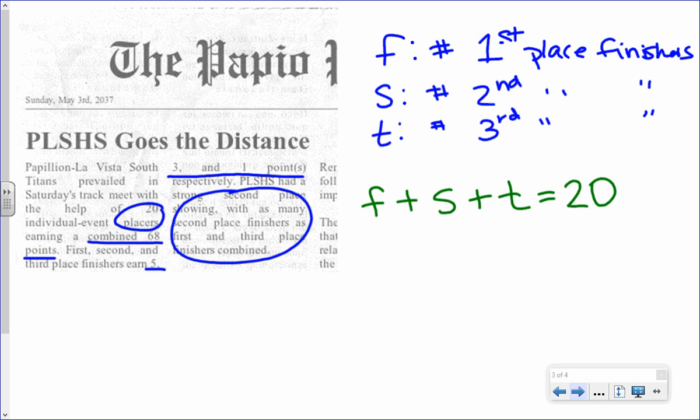First is 5. Second is 3. And third gets 1 point for a total of 68.